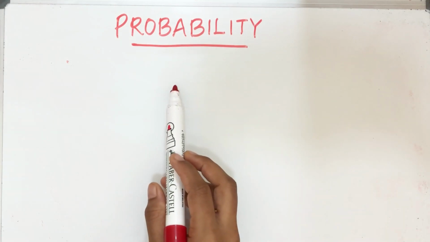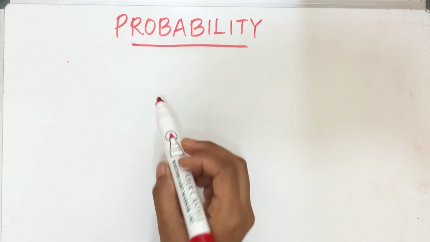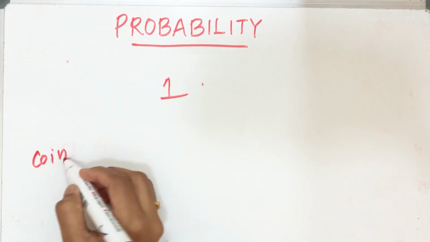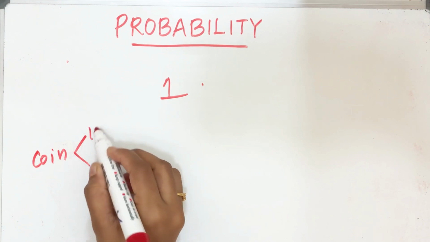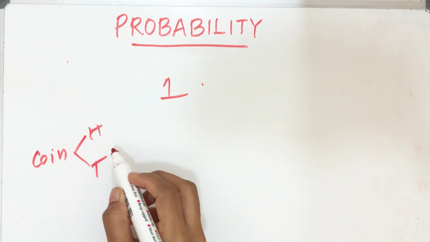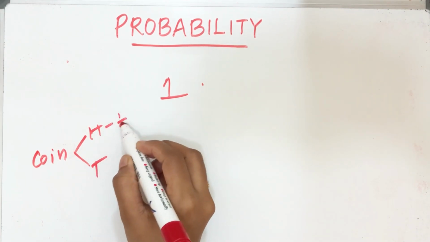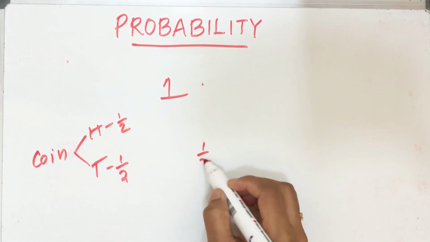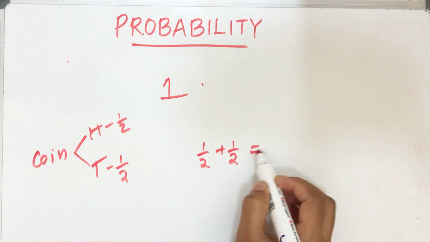The sum of the probabilities of all the elementary events of an experiment is equal to 1. In the case of tossing a coin, we can say two elementary events, that is getting a head and getting a tail. Here the probability is 1 by 2. Here also the probability is 1 by 2. Then what is the sum? 1 by 2 plus 1 by 2 is equal to 1.